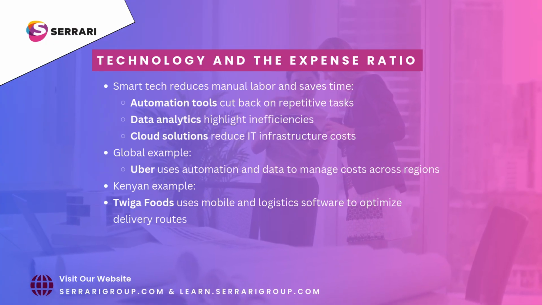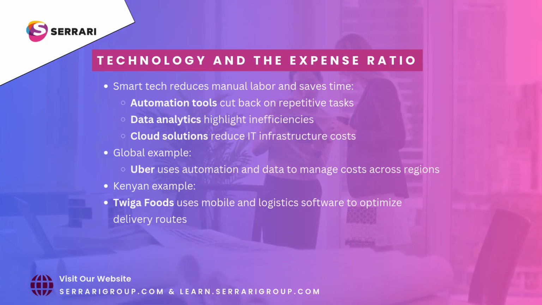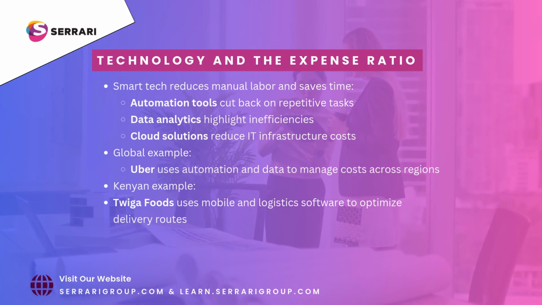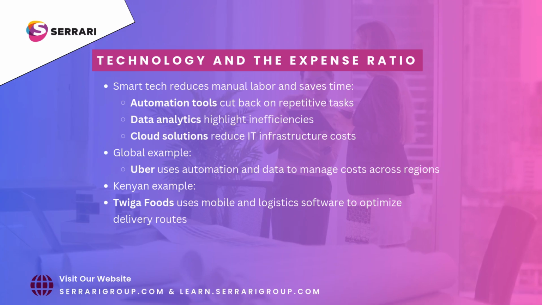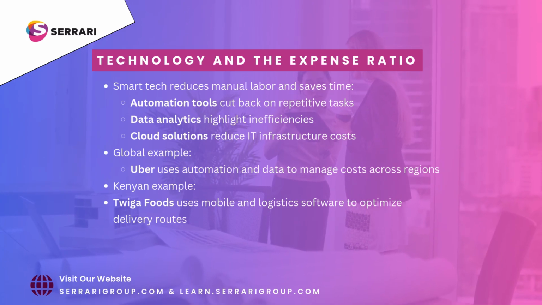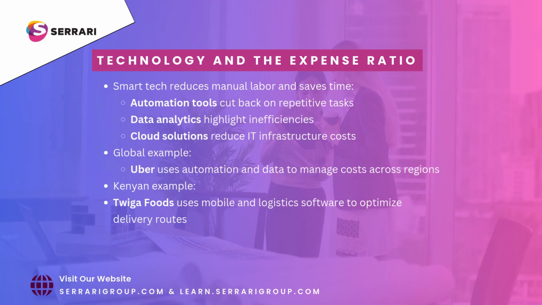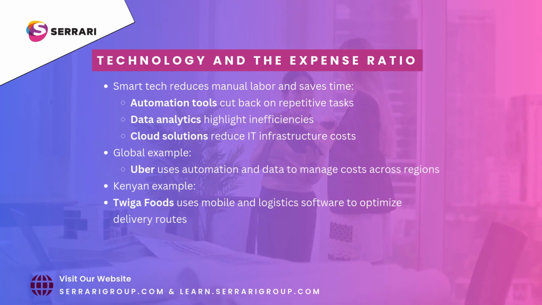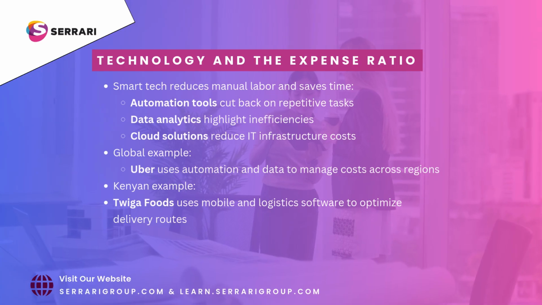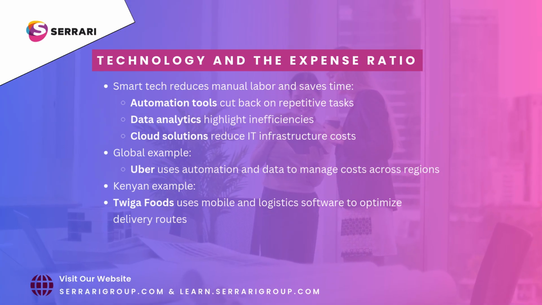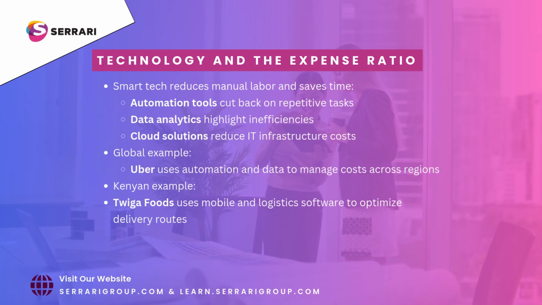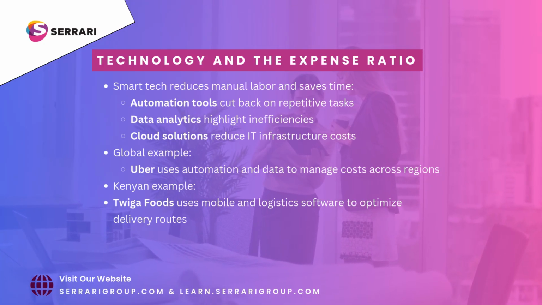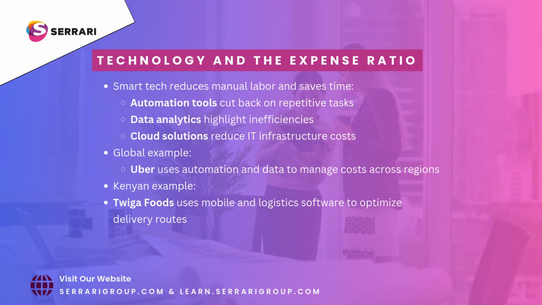Technology and the expense ratio. Smart tech reduces manual labor and saves time. Automation tools cut back on repetitive tasks. Data analytics highlight inefficiencies. Cloud solutions reduce IT infrastructure costs. Global example: Uber uses automation and data to manage costs across regions. Kenyan example: Twiga Foods uses mobile and logistics software to optimize delivery routes.